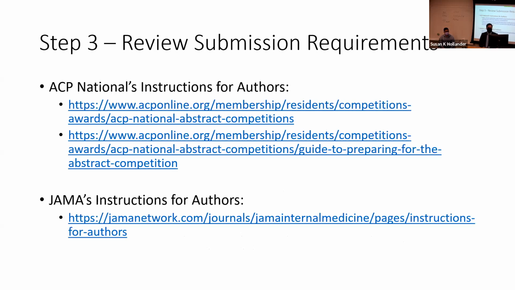So step 3, when it comes to the actual submissions, every journal, unfortunately, has its own requirements. Every abstract will have its own requirements, depending on whether it's a research abstract, a case report, or a quality improvement project. Whatever you're trying to publish and wherever you're trying to publish it to will have different requirements. So I hope I can actually click into this, and I'll have to share the screen. But one example, I'm going to just use ACP's.